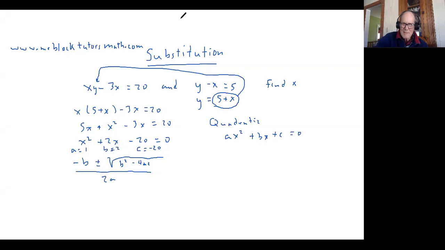Another example of substitution, and this is the key here, is that we solve one of the equations for one of the variables in terms of the other variable, and then stick that back into the other equation, which gives us one variable only, and then we can solve that.